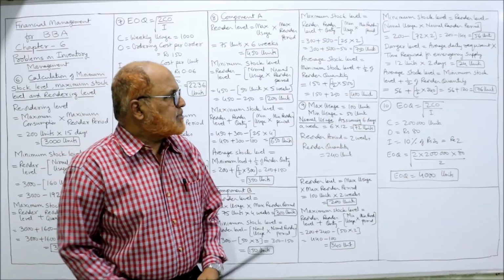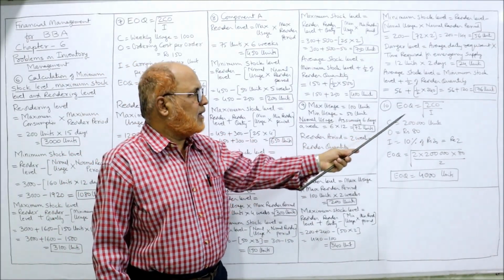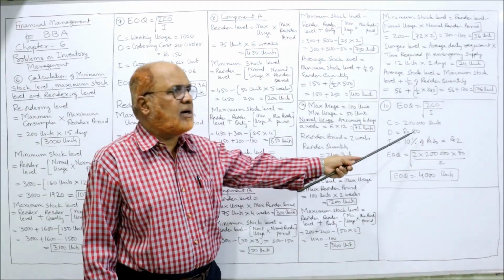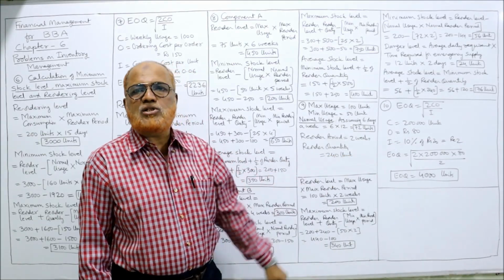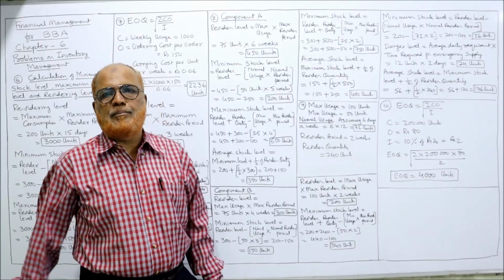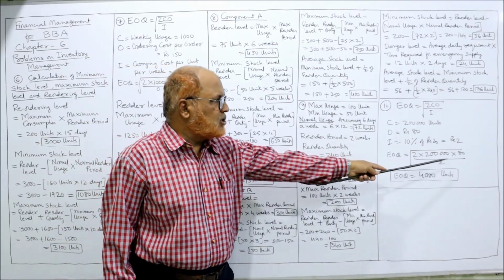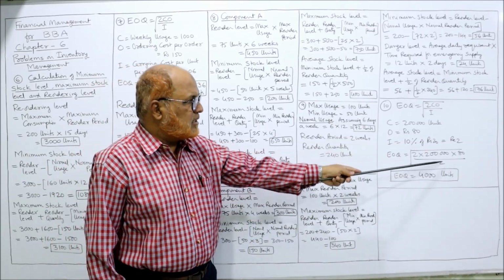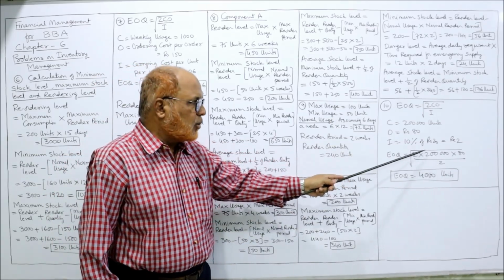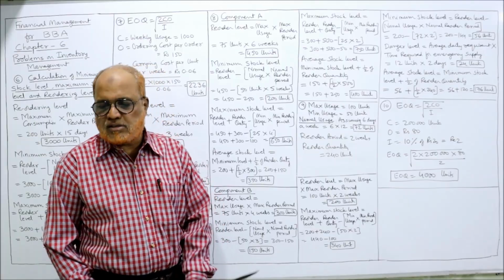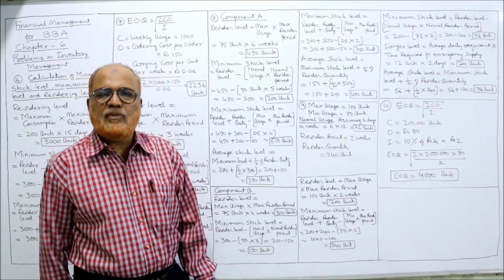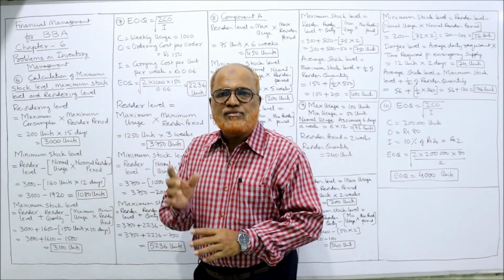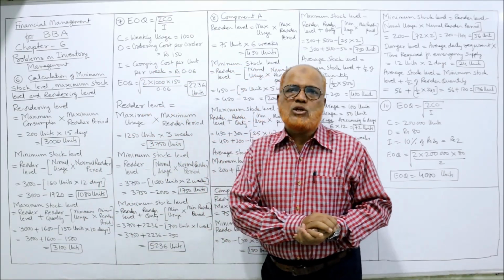That's it. Substitute in EOQ equals root of 2CO by I. C, annual consumption, is 2 lakh units. O, ordering cost per order, is 80. I, carrying cost per unit per annum, is 10% of 20 rupees, which is 2 rupees. Now substitute: 2 into 2 lakh into 80 divided by 2. Then under root we get 4,000 units as the EOQ.